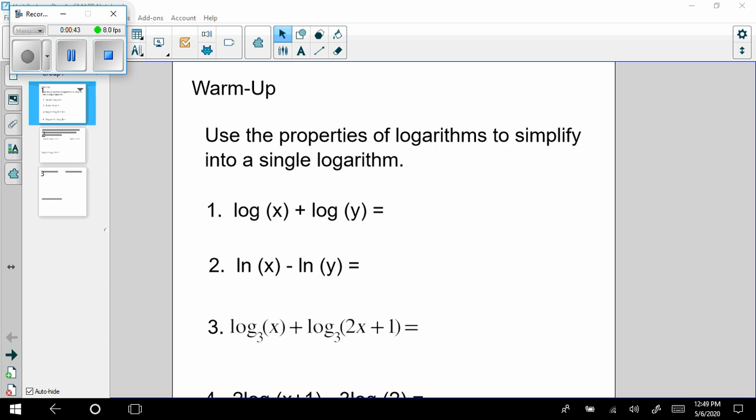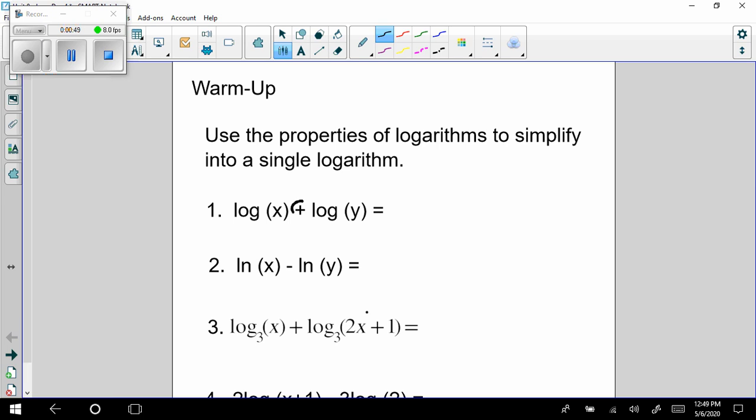Okay, so we're going to review properties today. The solving is going to get just a bit more complicated. So remember, when you have addition, it goes back to multiplication. You're going to have to remember how to condense these things. So log xy. So you can have a single logarithm when you're solving. When it is subtraction, it goes to a single logarithm where the argument is being divided.